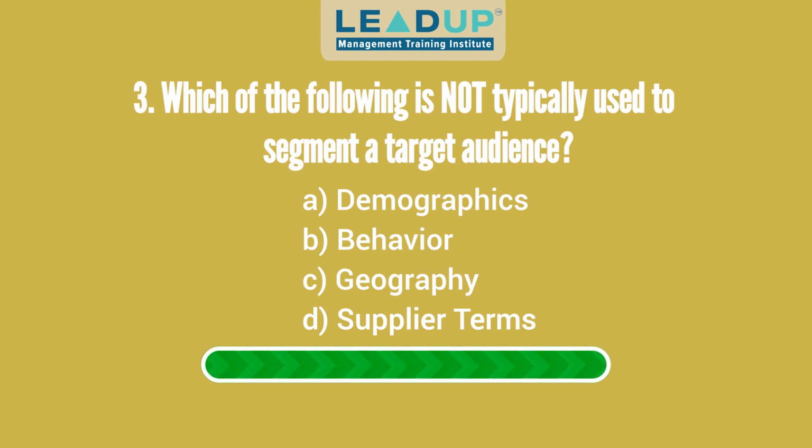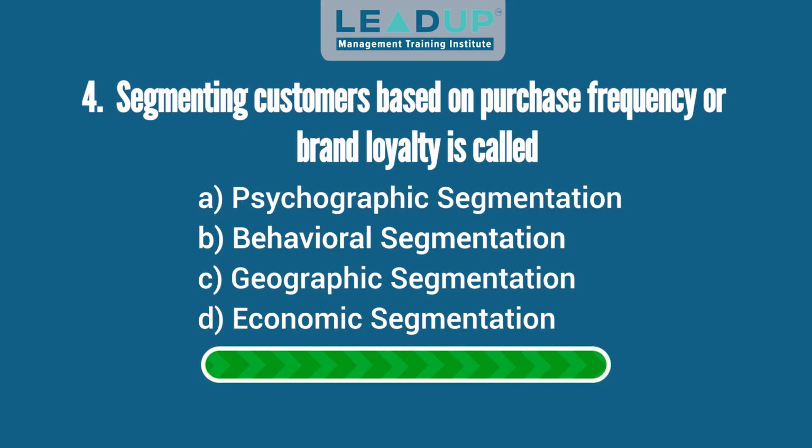Question 3. Which of the following is not typically used to segment a target audience? A. Demographics, B. Behavior, C. Geography, and D. Supplier terms. Answer: supplier terms.